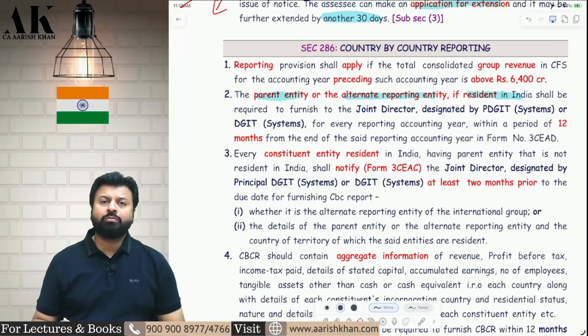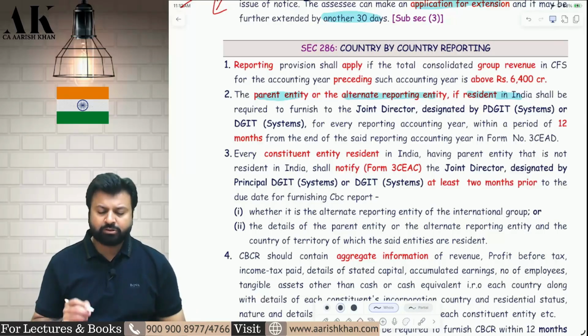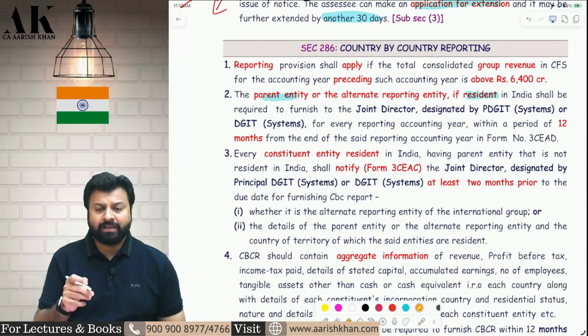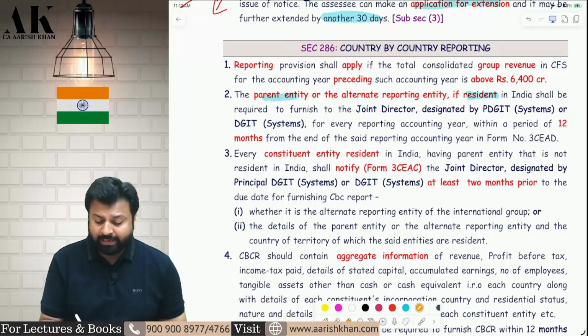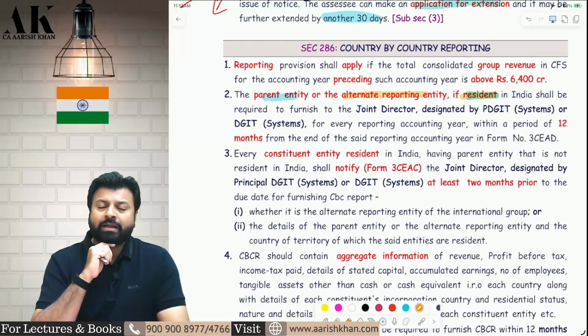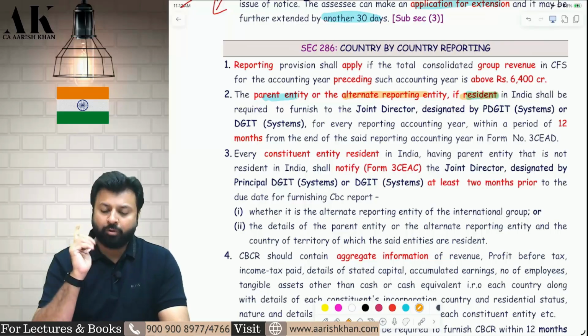So there are two parties to whom the responsibility has been given. First is the parent entity. When I say parent entity, you can say Reliance. If the parent entity is resident in India, it means if Reliance is resident in India, they will file CBCR. Or if Reliance is not resident in India, then the alternate reporting entity resident in India, meaning Sony India. And who has been given the power to become the alternate reporting entity? Sony Japan. I hope it is clear to all of you.